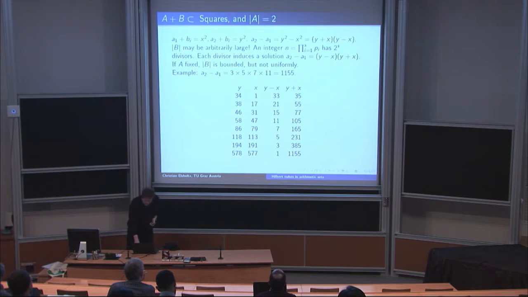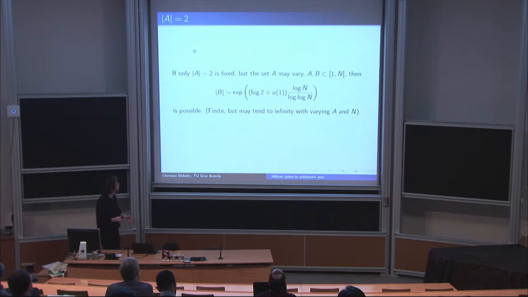And how large can you get it? Well, that's a question now about the divisor function. B can be as large as the divisor function allows you. That is quite large, actually, exp of log n over log log n. That's as large as it can be, and you can construct a sequence so that it actually becomes that large. So the answer is, given the set A, the set B will be of finite size, but it can be as large as you like, in the sense of this exp of log n over log log n.